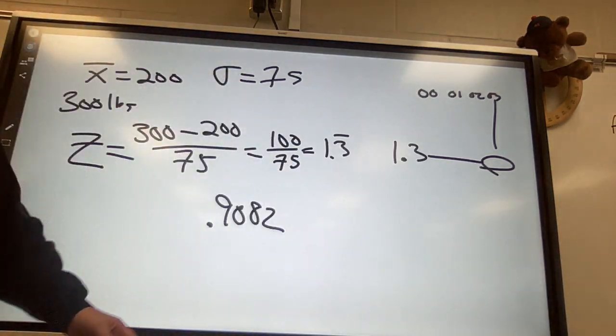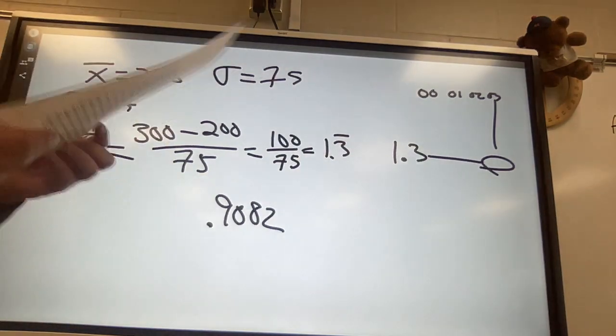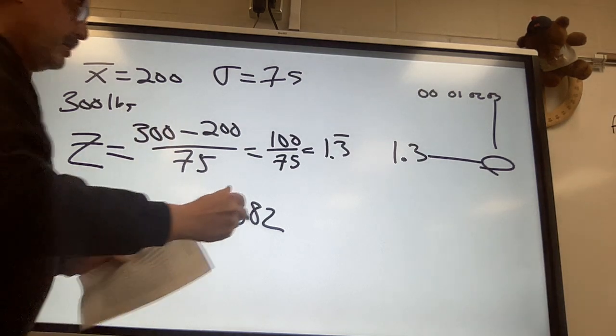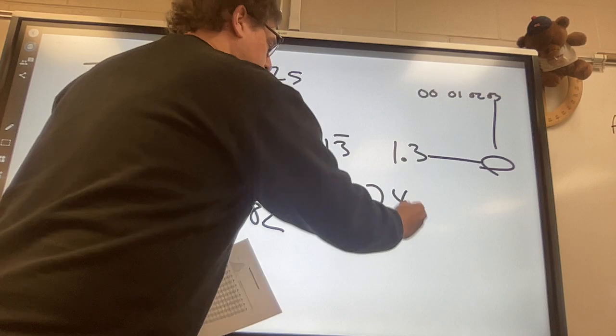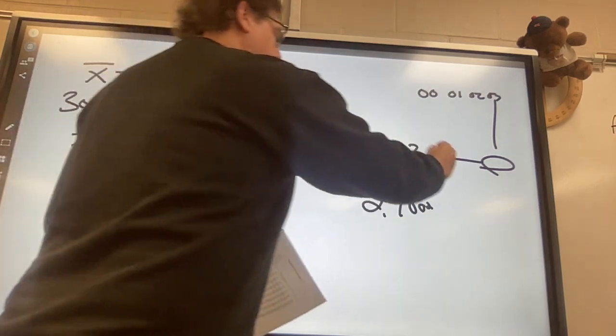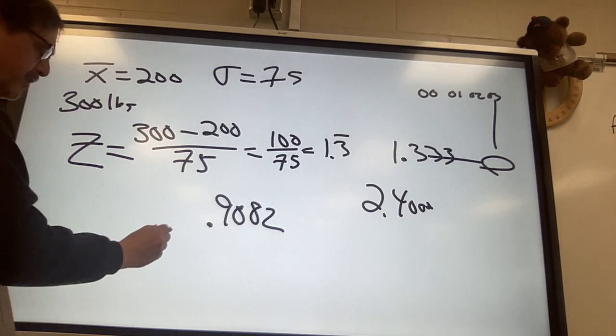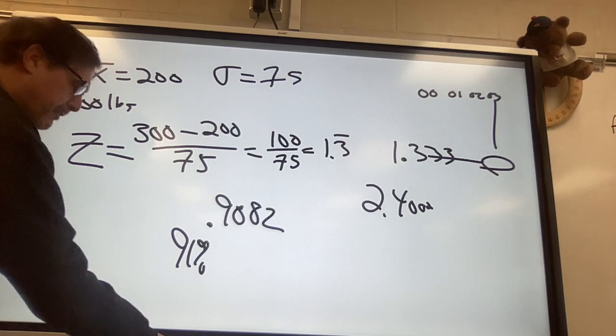Quickly, how about let's round that a bit. Wait, why would it be the... So we're going to go 1.3 and then over to the 3 going down. Why didn't we do that for the last one? It was 2.4. It was 2.40000. Okay. This one's 1.33333333. That's why. And 1.33 is 90.82. Rounds roughly to 91st percentile.